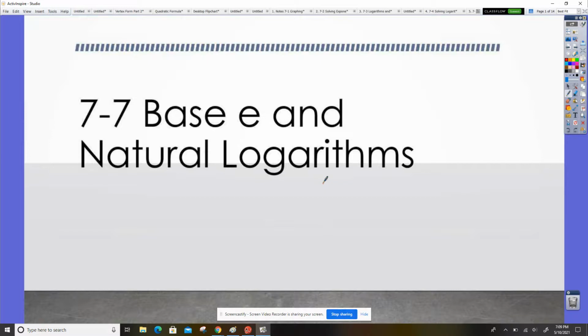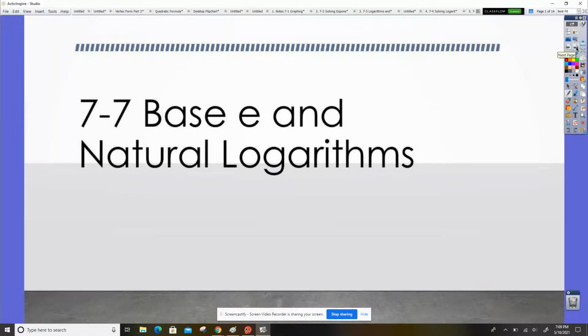All right, so today we are going to be talking about 7-7, base E, and natural logs. Yesterday in class we talked about common logs, which are logs that have a base of 10. Base E logs, or natural logs, are very similar, except instead of having a base of 10, they have a base of E. Anything with a base of E is called a natural log.